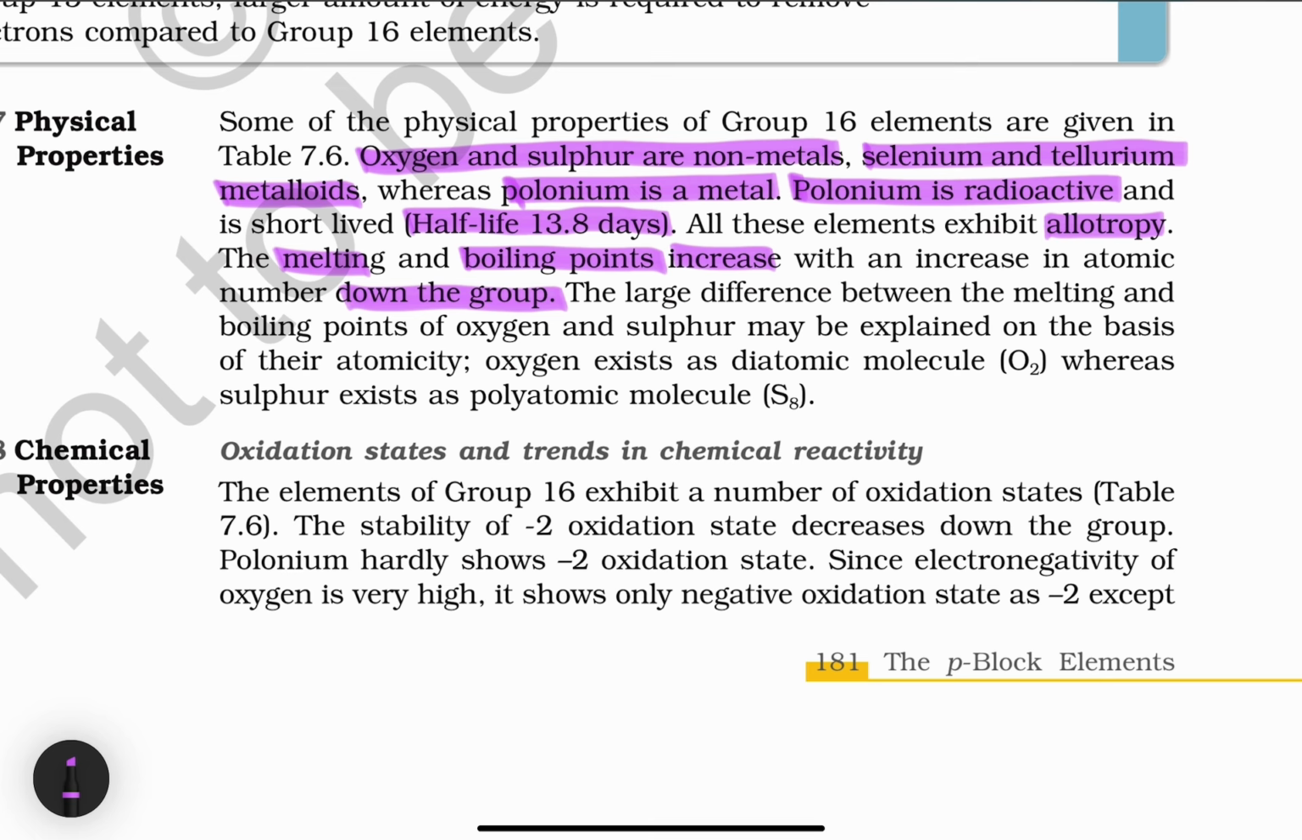The large difference between the melting and boiling points of oxygen and sulfur may be explained on the basis of their atomicity. Oxygen is diatomic, whereas sulfur is octatomic. Octa, hexa, diatomic also.